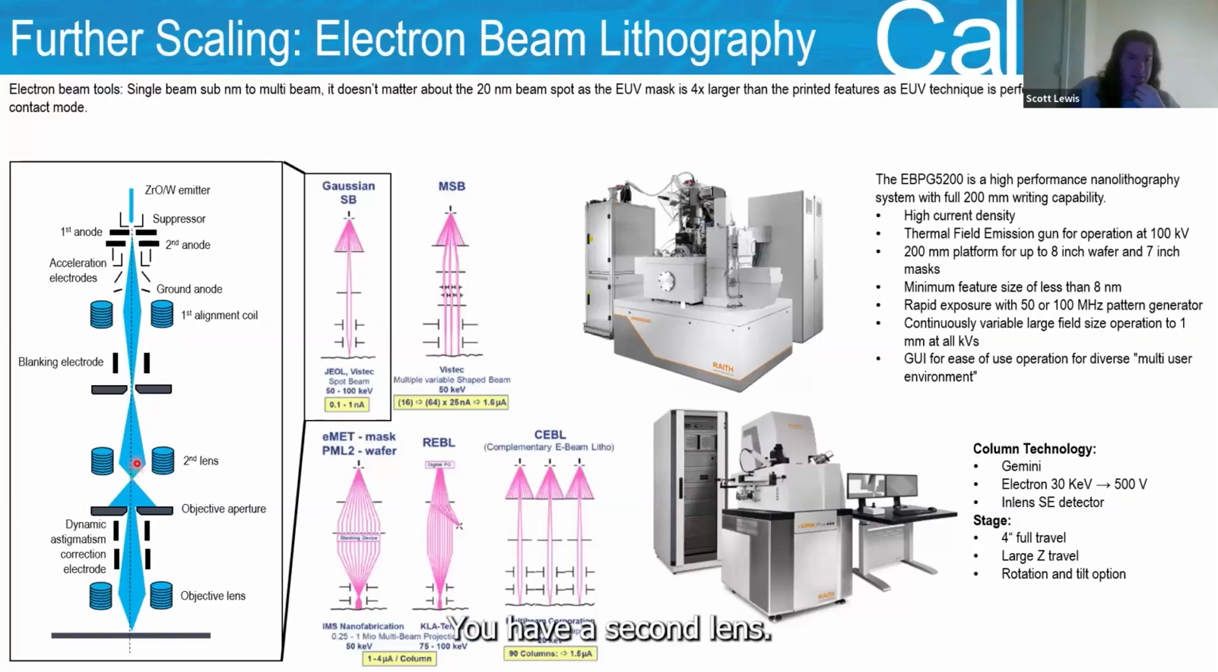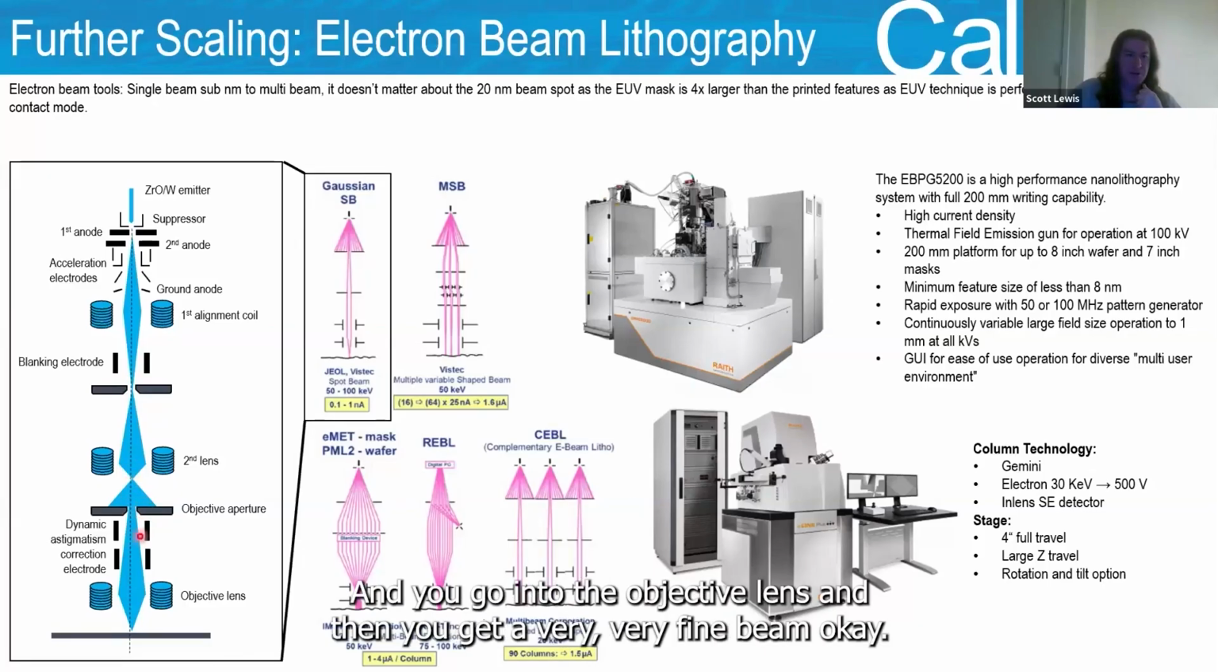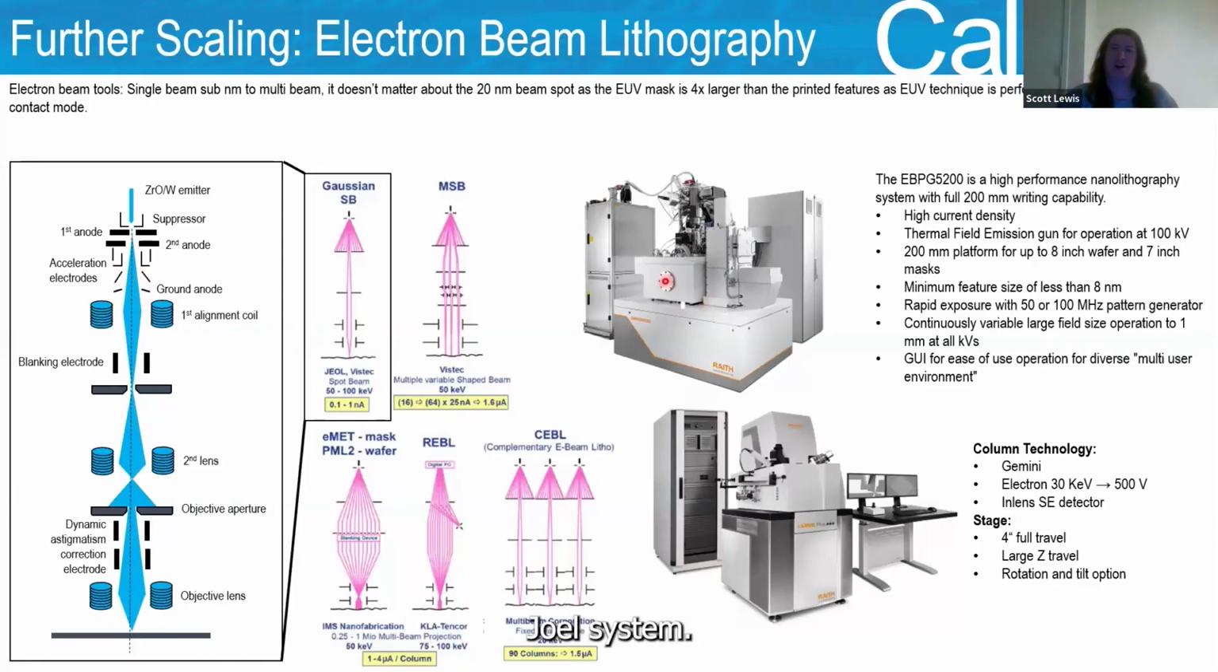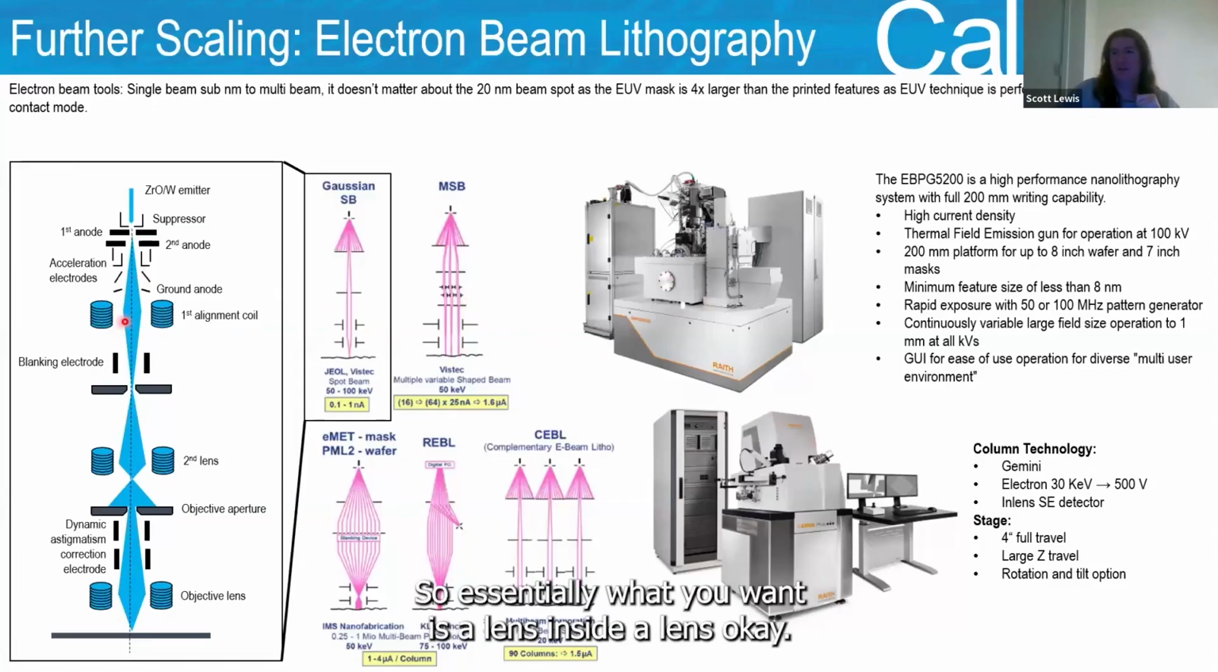You have a second lens, so you have another crossover point where you need to sort your spherical aberration out. Most of this gets blocked by the objective aperture, and you go into the objective lens, and then you get a very, very fine beam. Okay, so this is what you'll see in an EPBG or a JEOL system, but for 30 kV, it's very different. It's made by an Einzel lens. Essentially, you've got a lens inside a lens.